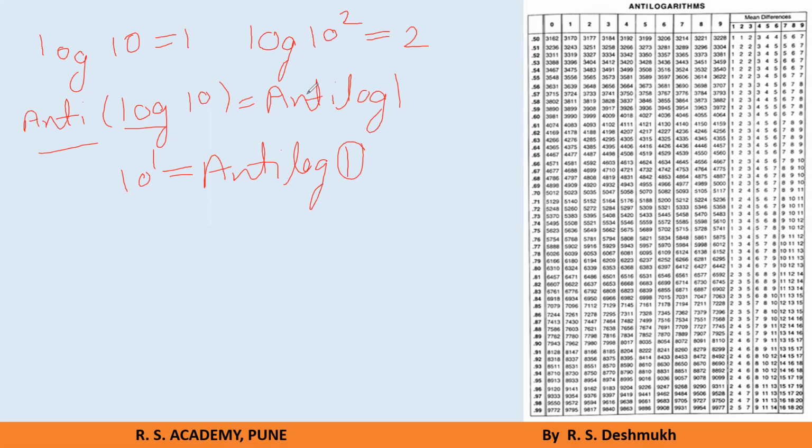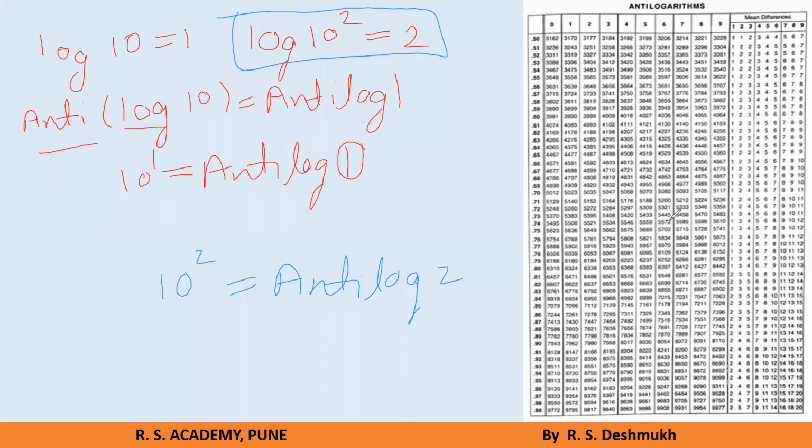That means the power of 10 is equal to the antilog of 1. Similarly for the second case, log of 10 to the power 2 is equal to 2. If I find the antilog, antilog and log get cancelled, so it is 10 to the power 2 is equal to antilog of 2. You can again observe, antilog of 2 is equal to 10 to the power 2. So what does this basic actually suggest?